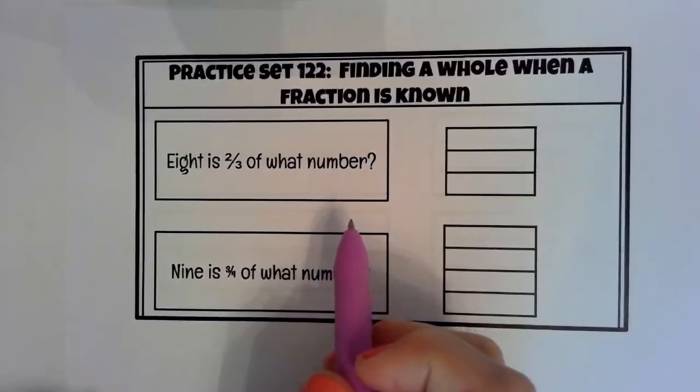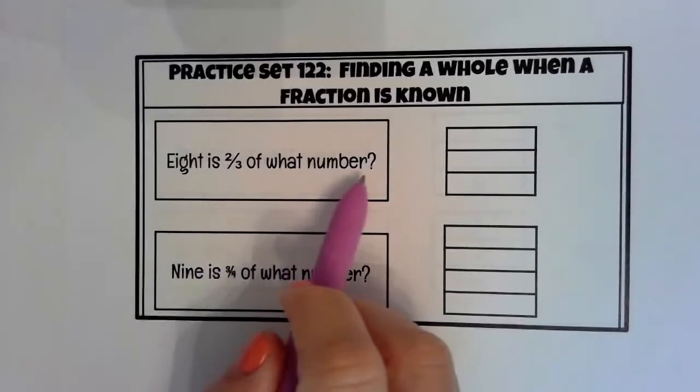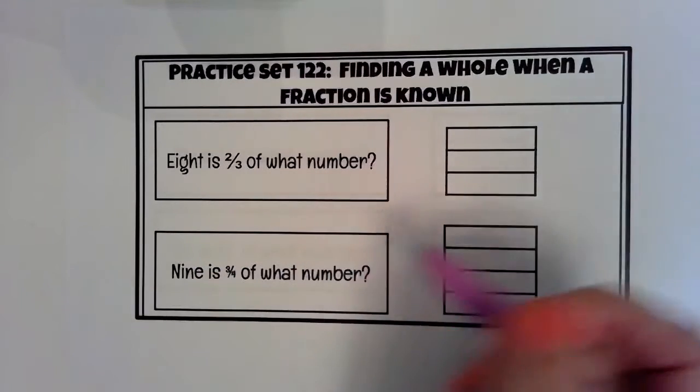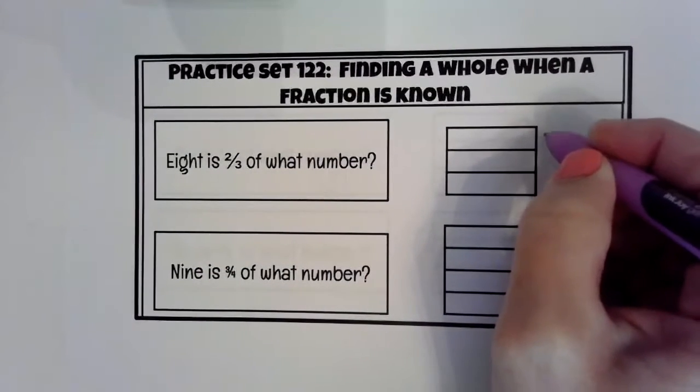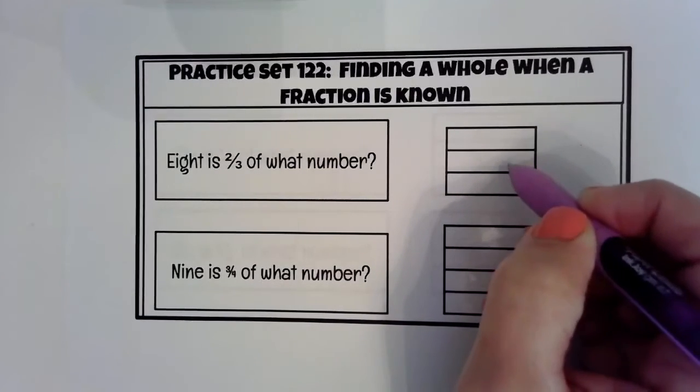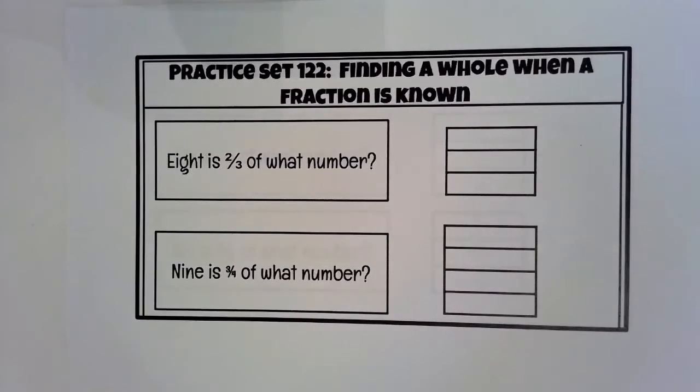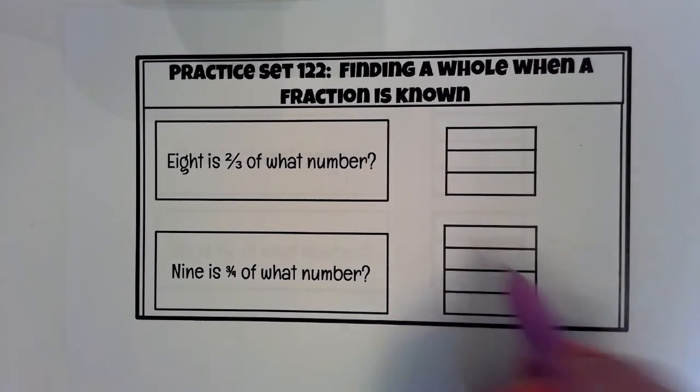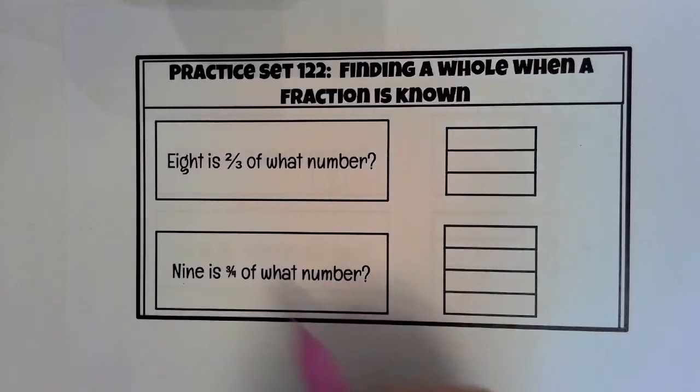Before you pause it, 8 is 2/3 of what number? So again, 2 parts are going to total 8, and then you're going to figure that number out and put it in all 3 boxes. 9 is 3 parts of what number? We've got a total of 4 parts, so we're going to divide 9 by 3. Okay, pause the video and come back.